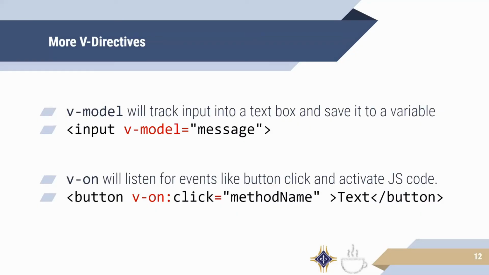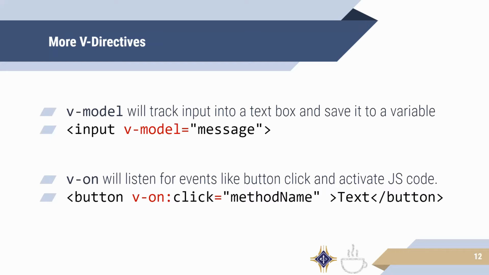The next two we talked about were v-model and v-on. So v-model was used to track text input to an input field, which is typically what you use it for, and save it into a variable. For example, this input box here would be a text box on the screen, and as a user types some text into it, the value of the text in the box would always be the exact same as the value of message, meaning as a user changed their response, message would always have the exact same changes synced to it.